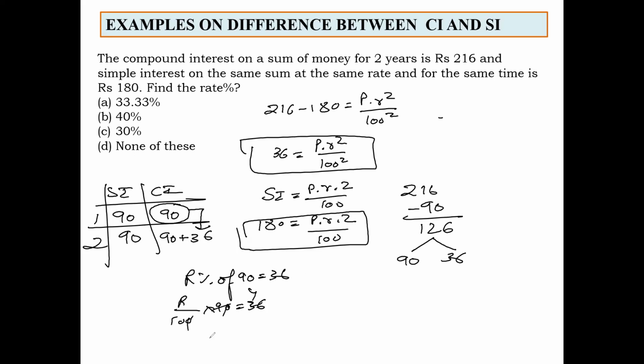So 36 by 90 gives 40%. When two of the values among P, N and R are missing, it might make more sense to compare the values in SI and CI and solve. If two out of the three values are there, then it makes more sense to simply plug in the values in the formula and solve the question.